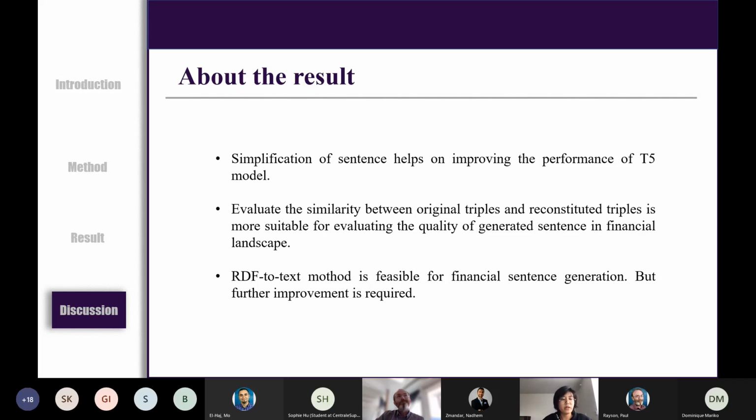Hence, we can conclude that simplification of sentence helps on improving the performance of the T5 model, and evaluating the similarity between the original triples and the reconstituted triples is more suitable for evaluating the quality of generated sentences in the financial landscape. An RDF-to-text method is feasible for financial sentence generation, but further improvement is required.